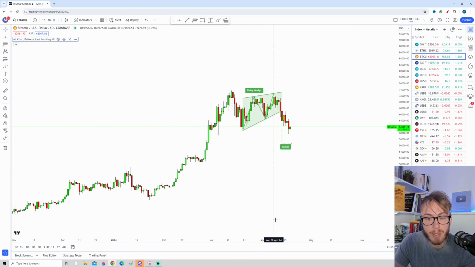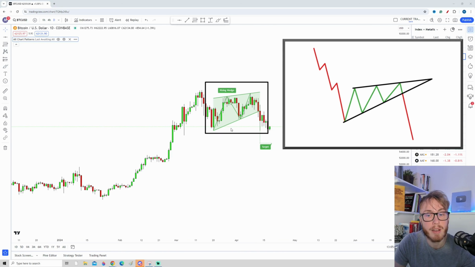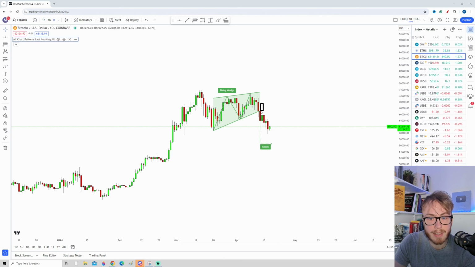So if we now click OK here, you can see that this indicator automatically identified a rising wedge pattern here for Bitcoin. And you can also see here that the indicator automatically identifies the breakout. And one thing I really like about this indicator is that it will also give you an automatic target level for your trades.